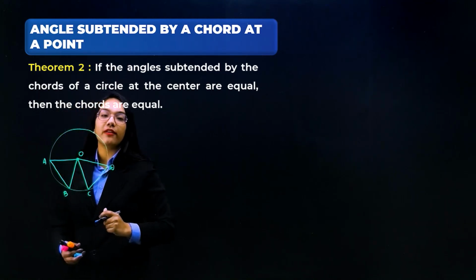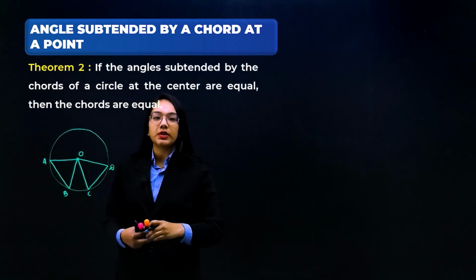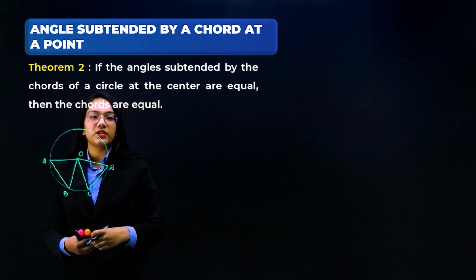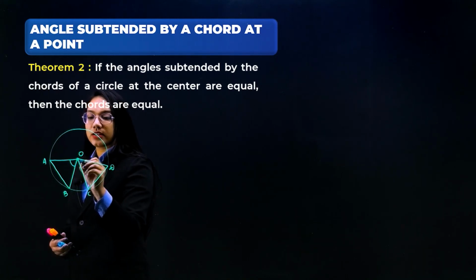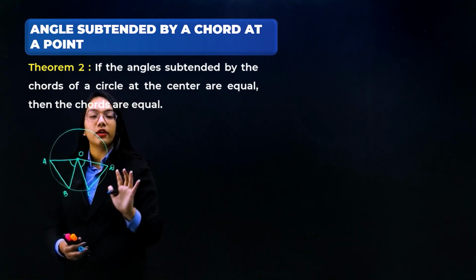Now what we have to prove here: it is given to us that the angles subtended by the chords of a circle at the center are equal to each other. It is actually given to us that this angle is equal to this angle. This is already given to us.